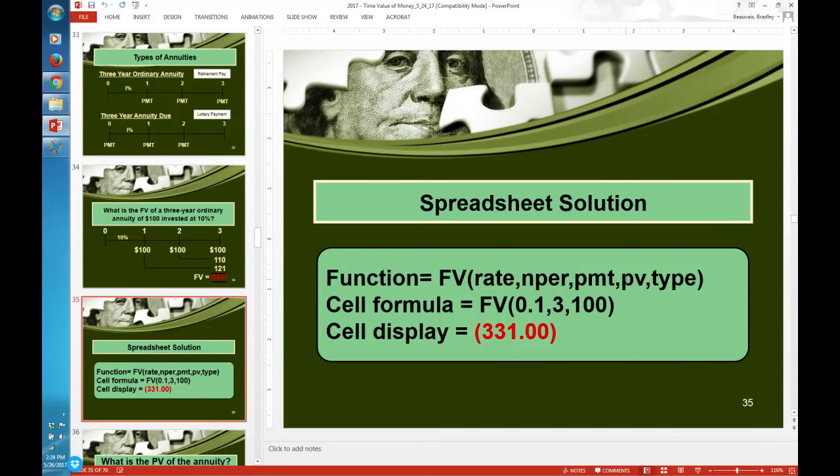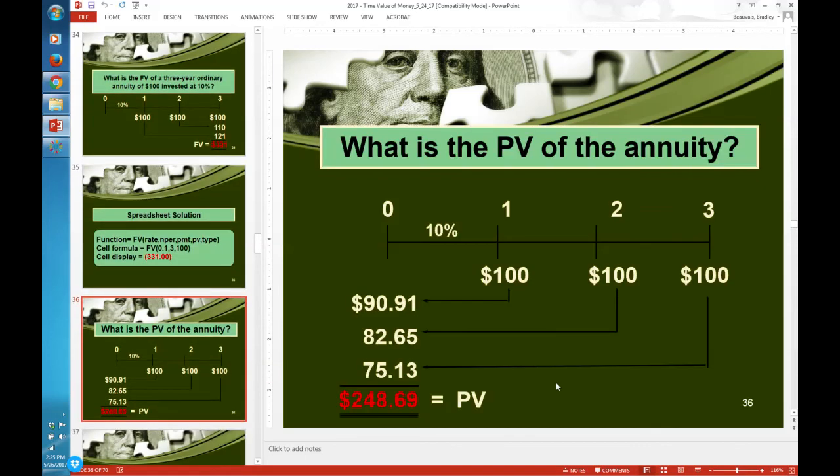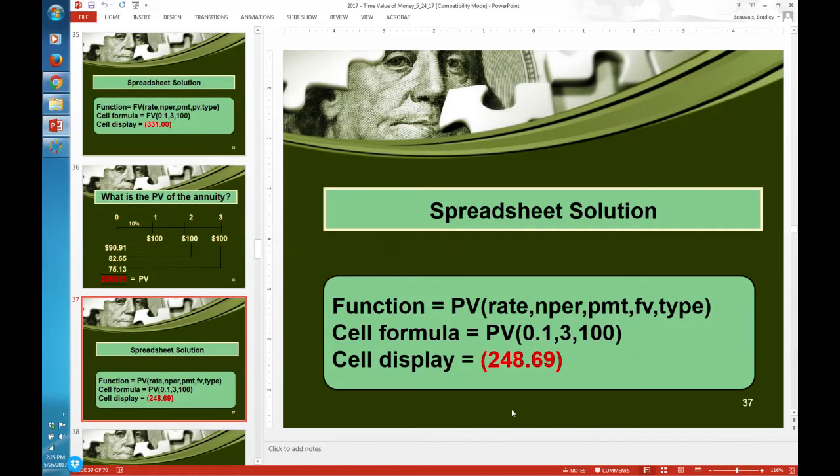Okay. Now, in this case, we're eliminating or not using present value and type. So we close the parentheses, and we end up with the same $331.10. Now, if I move the other direction, what's the present value of that same annuity? Well, here, of course, we're discounting, as we've learned before, and the valuation is $248.69. And of course, we can use present value in Excel to do those calculations for us in the same sort of methodology.